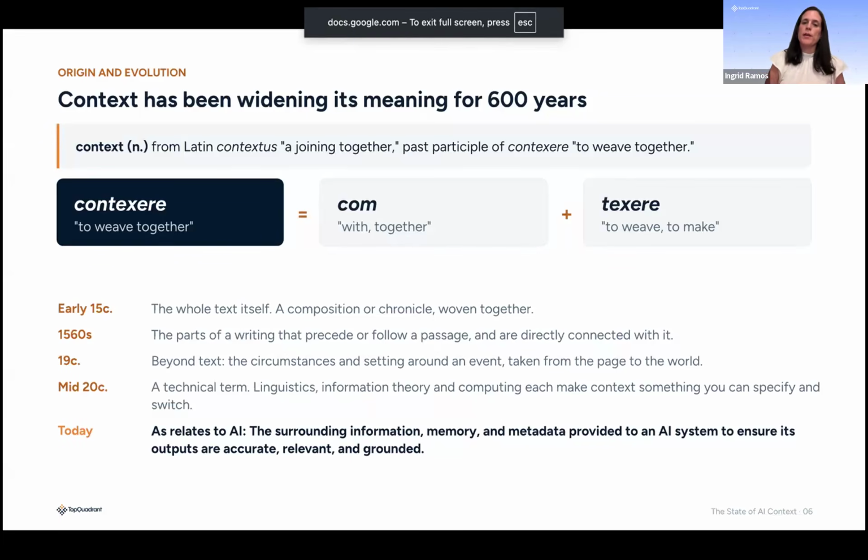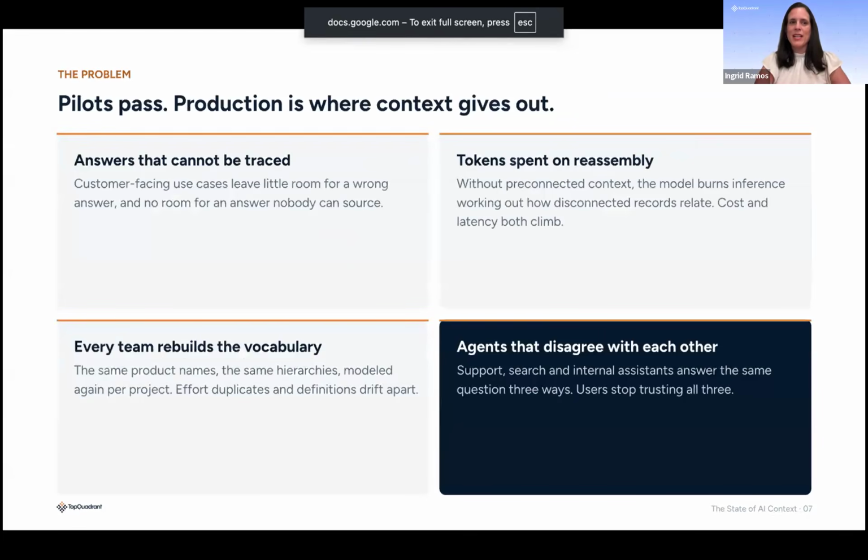And as we move into modern times, particularly in the mid-20th century, it became a more technical term within linguistics and information theory and computing to talk about how the context of, as we see, the world around us. And then today, as relates to AI, it's being used to talk about the surrounding information, memory, and metadata that we provide AI systems to assure that outputs are accurate, relevant, and grounded. So for those that like to feel grounded in what we're talking about, there it is.